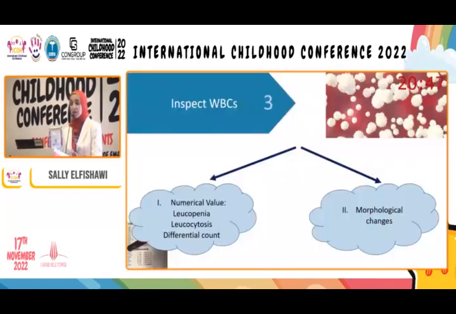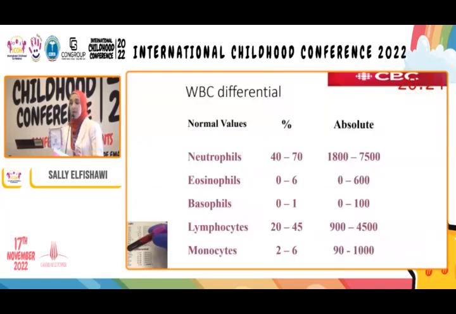So we are done with the RBC indices. Let's get to the white blood cells. Again, I will remind you all, you need to look at the numerical value and you need to look at the morphological changes. We have two numerical values to look at, which are the total leukocytic count and the differential count. As for the differential count, you have two numbers, the percentage and the absolute. And let me ask you a question, which is more important?